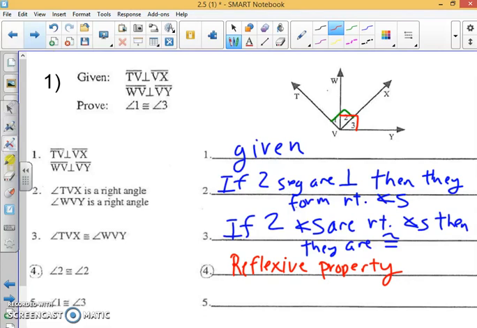I think about it like a mirror. You look in a mirror, you see yourself, you see your reflection. You're setting something equal to itself. The reason that's true is because of the reflexive property.